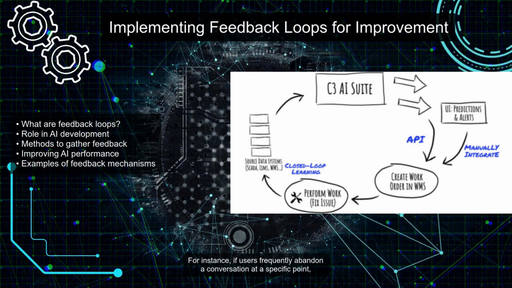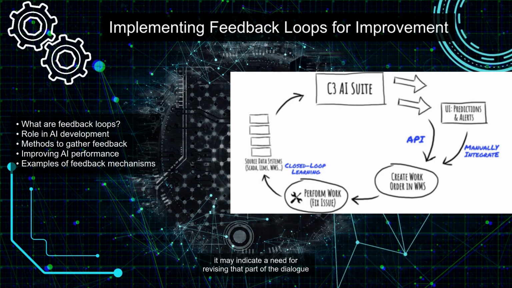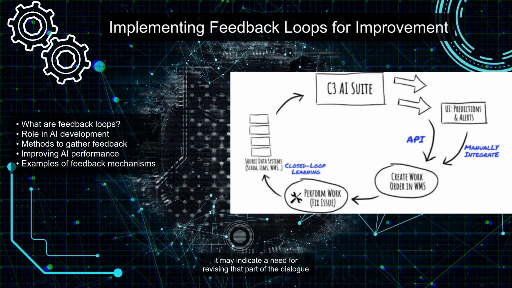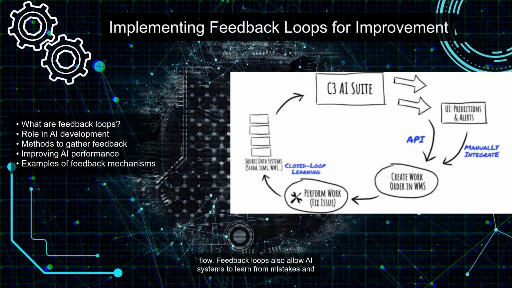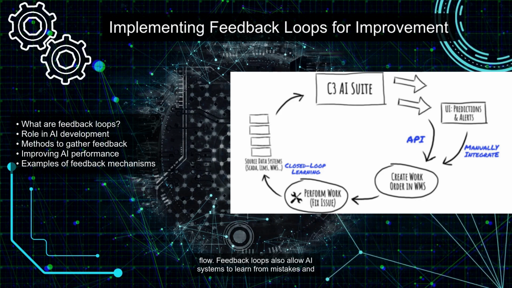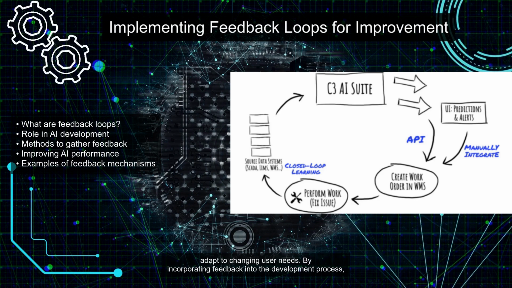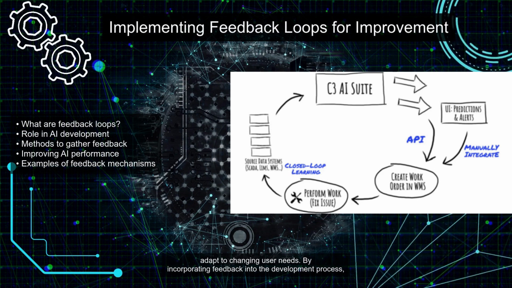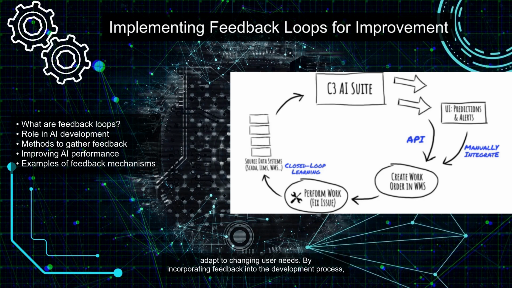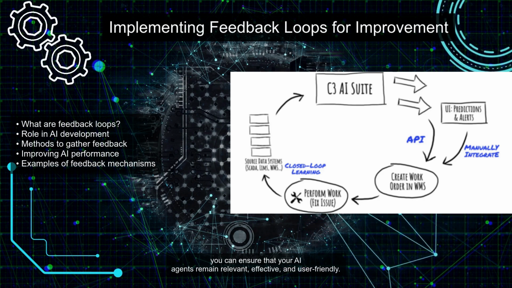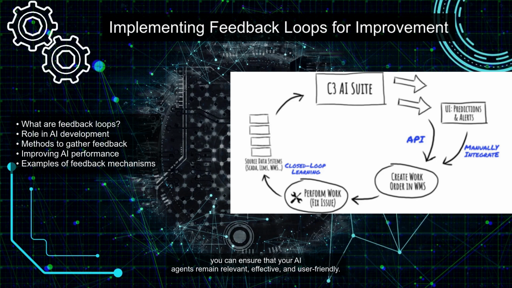For instance, if users frequently abandon a conversation at a specific point, it may indicate a need for revising that part of the dialogue flow. Feedback loops also allow AI systems to learn from mistakes and adapt to changing user needs. By incorporating feedback into the development process, you can ensure that your AI agents remain relevant, effective, and user-friendly.